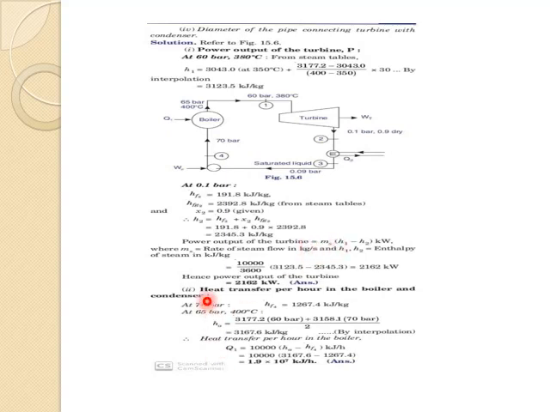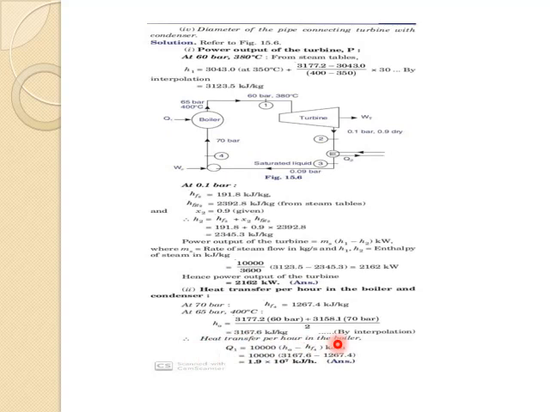Similarly, the second thing we need to calculate is the heat transfer per hour in the boiler and condenser, which means Q1, the amount of heat added in the boiler, and Q2, the amount of heat rejected from the condenser. These two values, Q1 and Q2, we need to calculate. Let us have a look here.